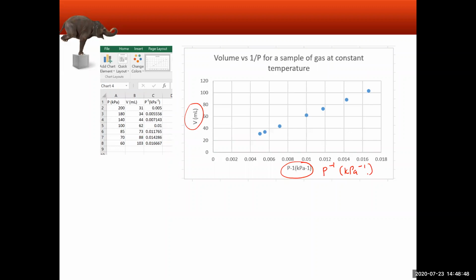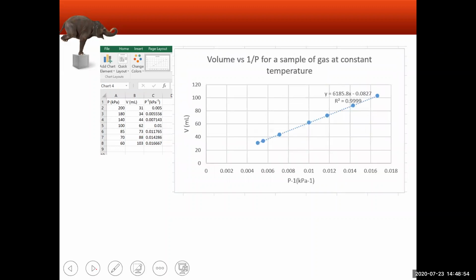And then if I apply a trend line just to that set of data, I end up with an equation of a line and an r squared value. We actually have a y-intercept here. We've got an excellent r squared value. Remember, r squared equal to 1 means your data perfectly fits the trend. Here we've got 0.9999, another 9. So this is a pretty good fit.